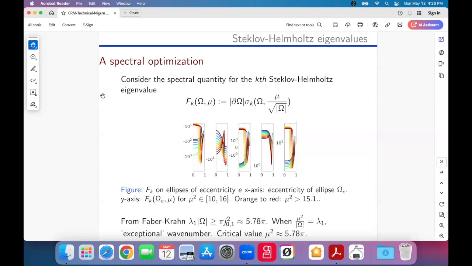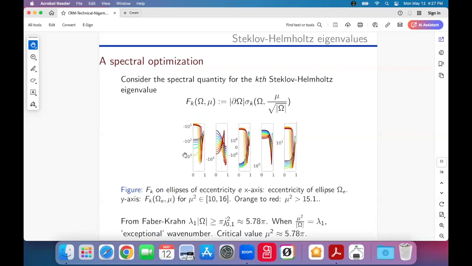In each of these figures, the different colors correspond to the curves for different wave numbers. The curve in blue is capital F for mu equals 14. The curve in red is the same function, but evaluated for mu equals 15.3. So there's this nice bifurcation that happens as you go through a Dirichlet eigenvalue.